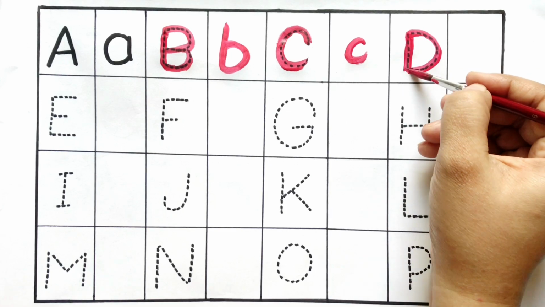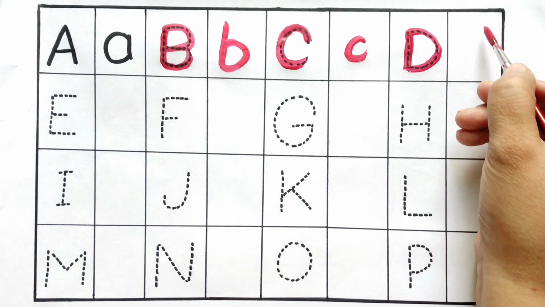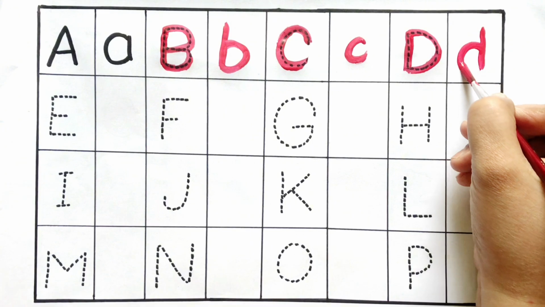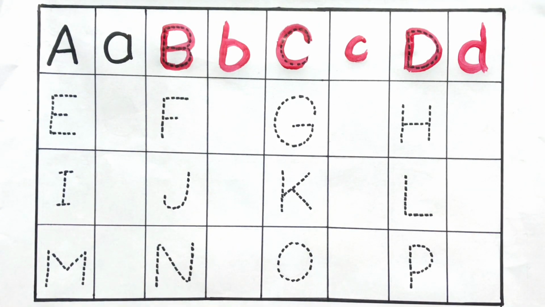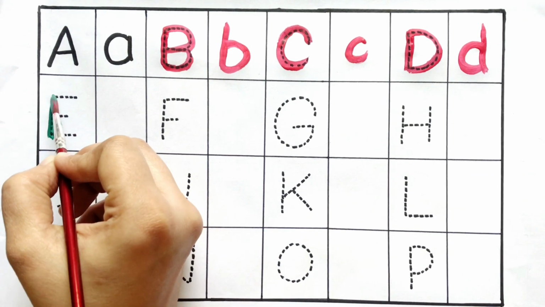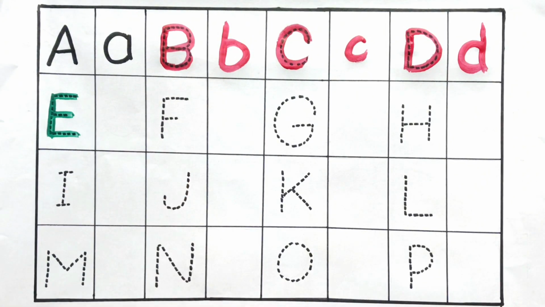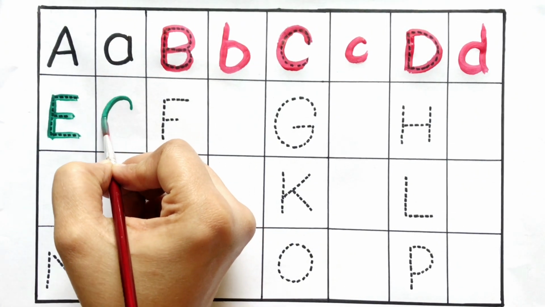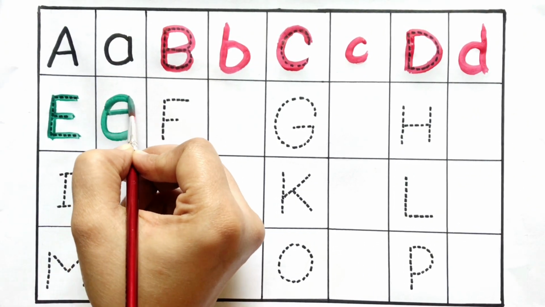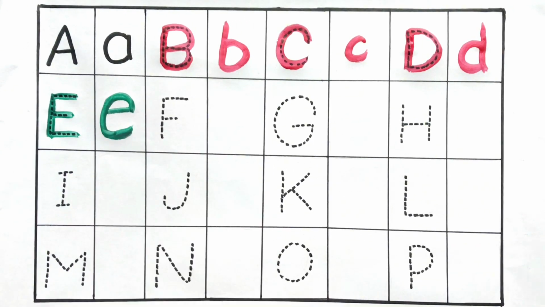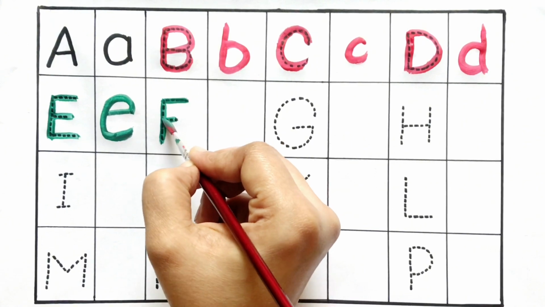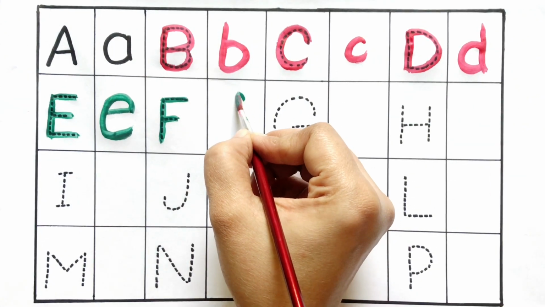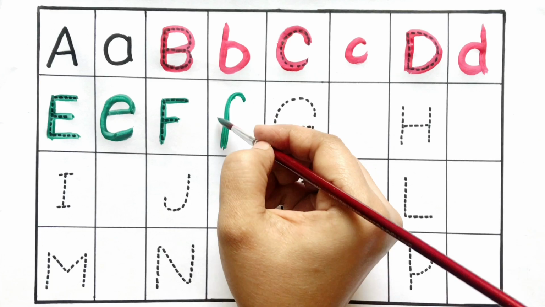D for dolphin. D for duck. E for elephant. And lowercase E for egg. F for fish. F for flower.